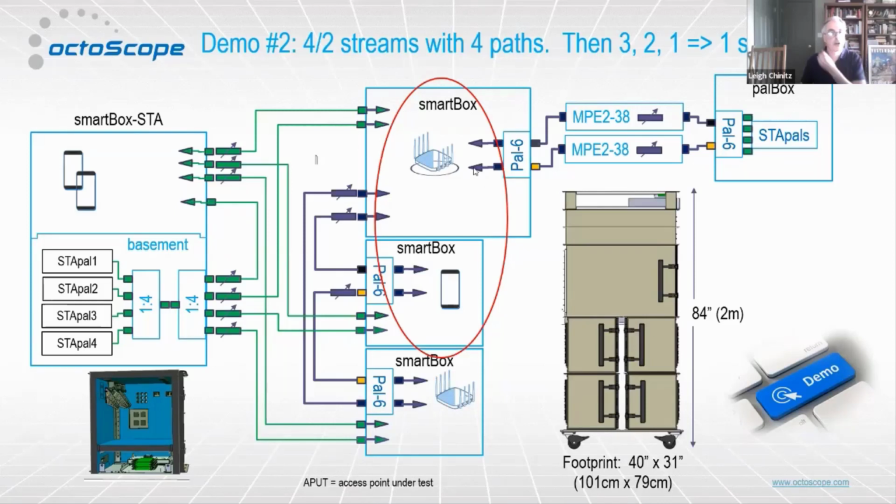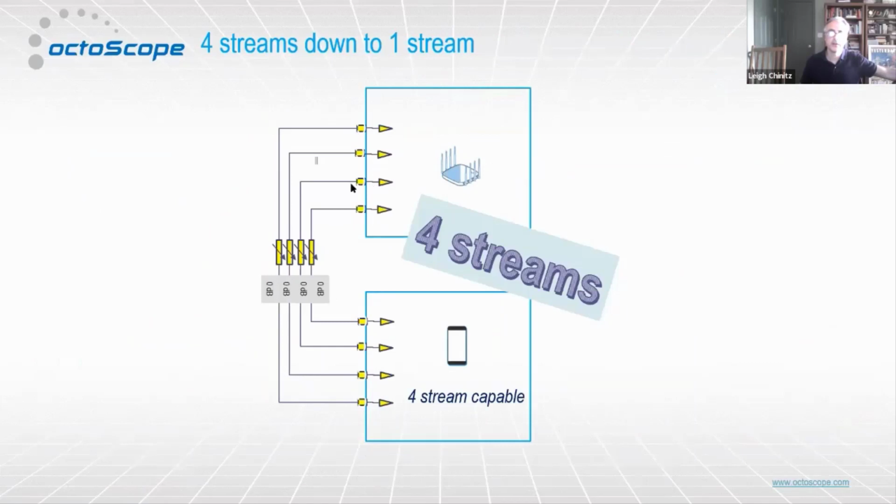So one of the things I want to talk about is why we have these groups of 4 all the time. We're just talking about 4 streams, and I mentioned that we often have these groups of 4 paths of antennas. I'd like to talk a little bit about the relationship between those two.